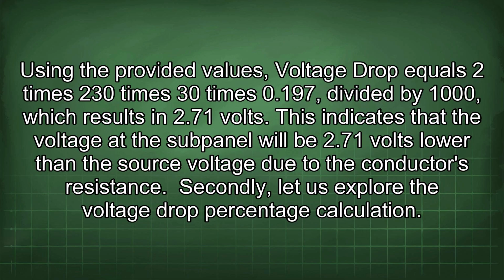Using the provided values, voltage drop equals 2 times 230 times 30 times 0.197 divided by 1000, which results in 2.71 volts. This indicates that the voltage at the subpanel will be 2.71 volts lower than the source voltage due to the conductor's resistance. Secondly, let us explore the voltage drop percentage calculation.